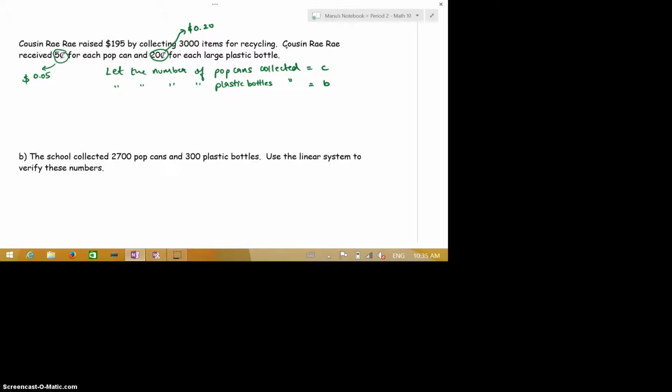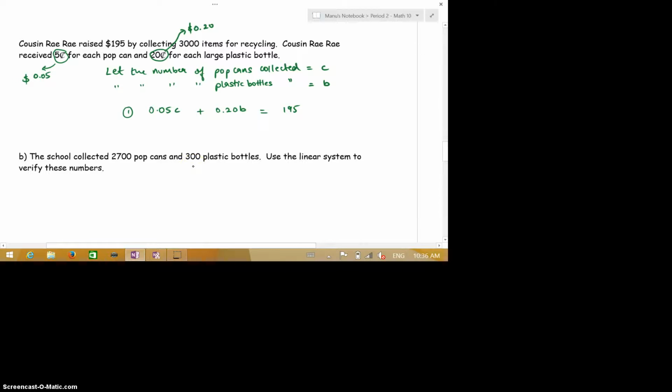So one of the statements I'm going to get is that $195 was raised by collecting 3,000 items. So I'm going to collect $195 from all the bottles and cans that I collect. So if C is the number of cans that I collected, then 0.05 times C, all the money I collected from the cans, plus 0.20B, all the money that I collected from the bottles, adds up to 195. Actually, I won't put the dollar sign, that's an equation. So that's going to be my first equation.